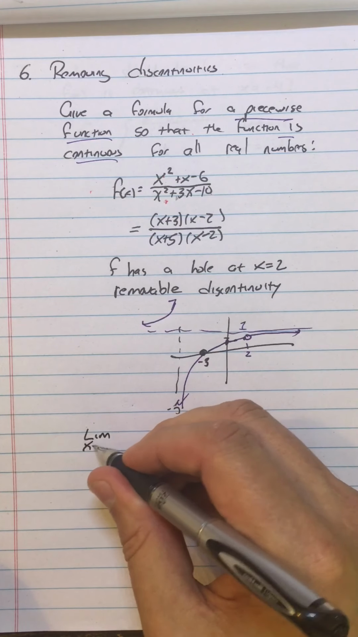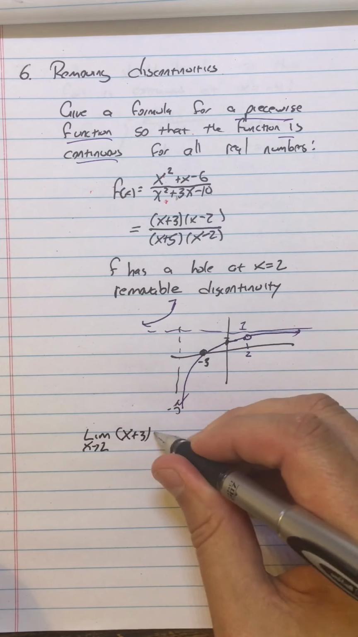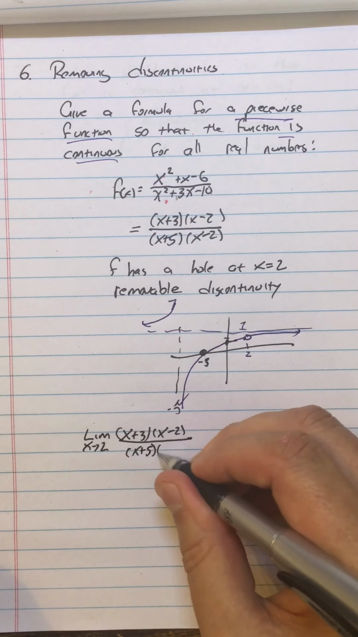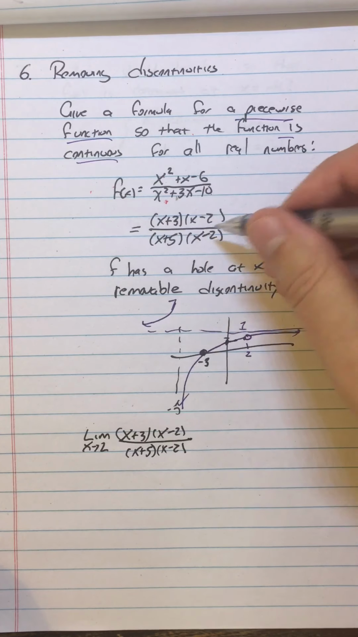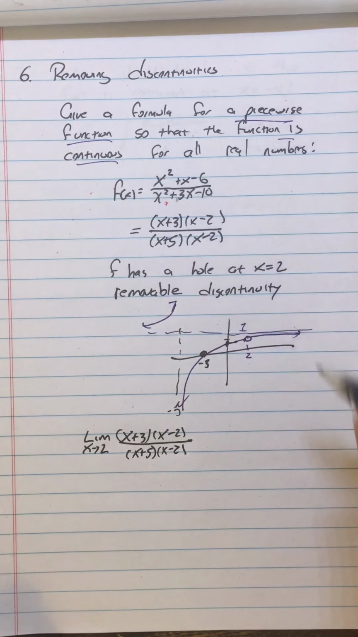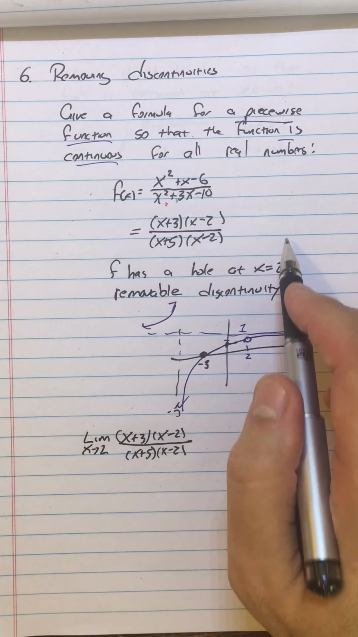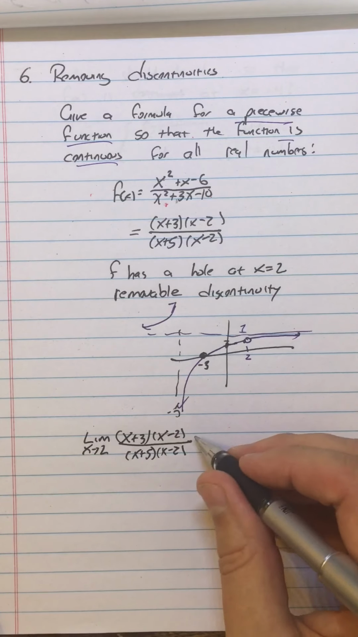So limit as x approaches 2 of, I'll take the factored version since it's factored already, (x + 3)(x - 2) over (x + 5)(x - 2). Notice I did not reduce this expression because this expression would not be equal to the reduced expression, because this expression has a hole in it. The reduced expression would not have a hole in it, would not even have a removable discontinuity. We would have nothing to talk about.